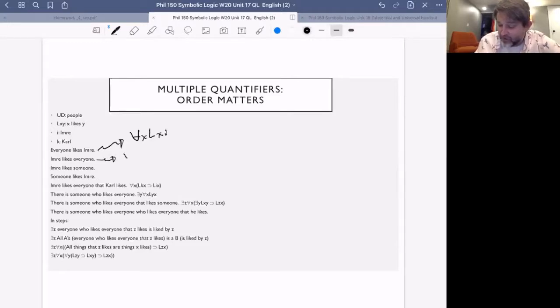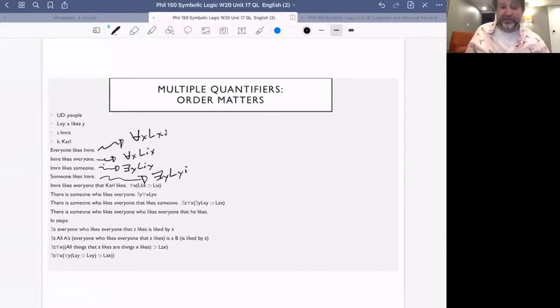Okay, Imre likes everyone. What does this stand for? For all things X, L-I-X: Imre likes X. Imre likes someone: there exists some Y such that Imre likes Y. Someone likes Imre will be this: there exists some Y such that Y likes Imre. So we can see here from the way these have changed that the order of the variables and the constant here mattered to what this sentence means.